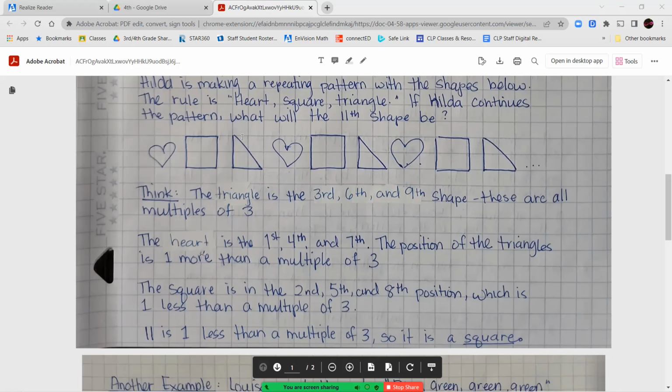Or, if you do 11 divided by 3, that's going to give you 3 with a remainder of 2, because 3 times 3 is 9, plus 2 more is going to give you 11. So if you did 3 times 3 is 9, plus 2 more shapes to get to the 11th, we know that's going to be a square.